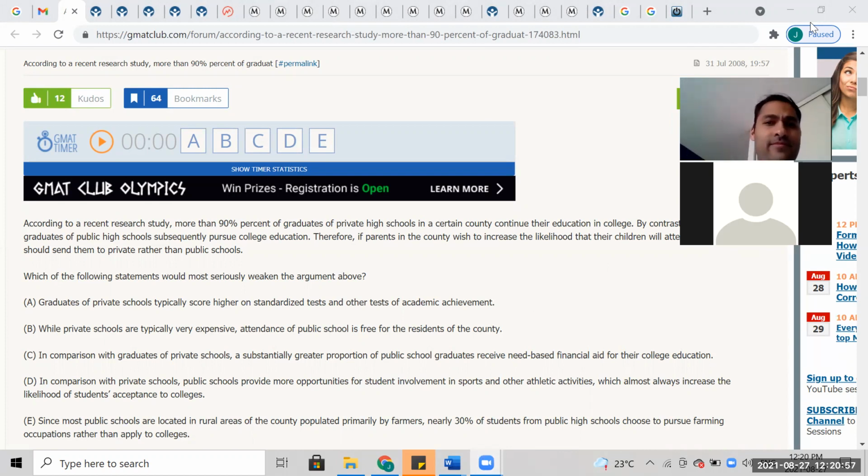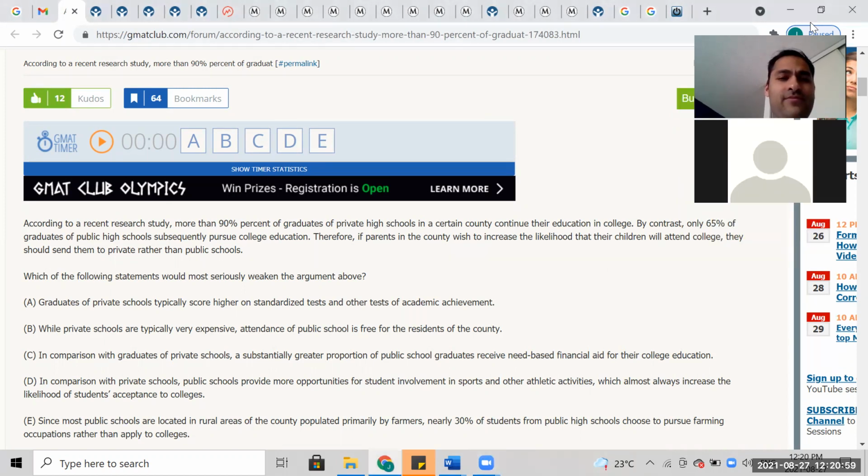According to a recent research study, more than 90% of graduates of private high schools in a certain county continue their education in college. By contrast, only 65% of graduates of public high school subsequently pursue college education. Therefore, if parents in the county wish to increase the likelihood that their children will attend college, they should send them to private school. Okay, we'll have to find the weakness.